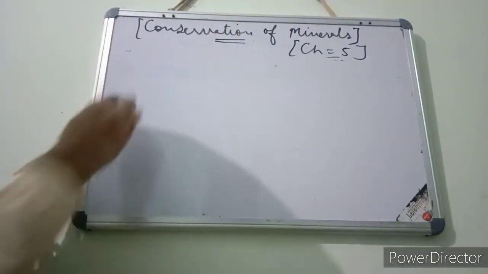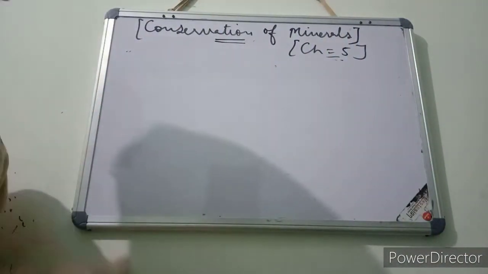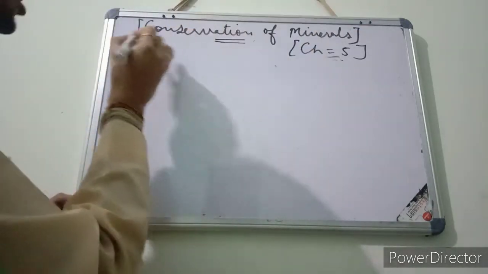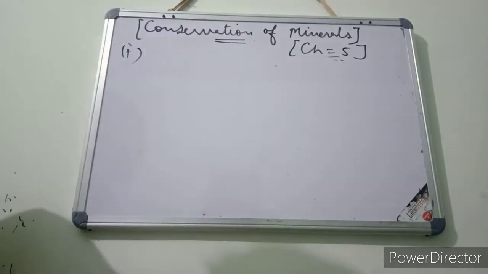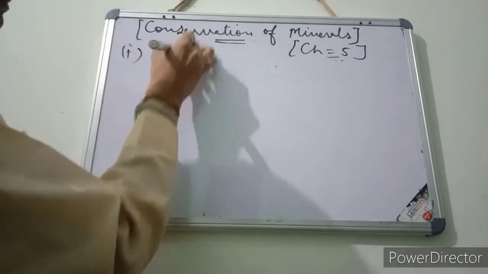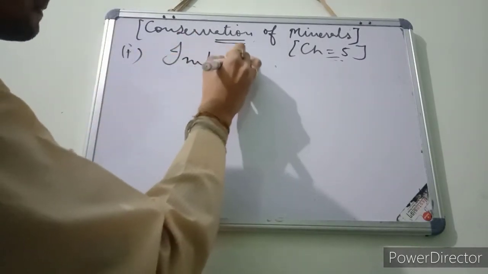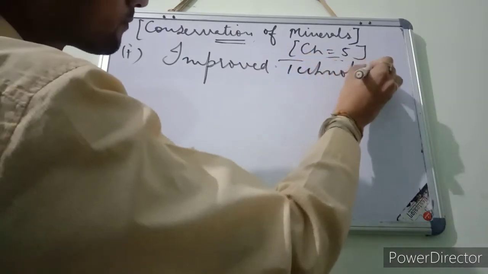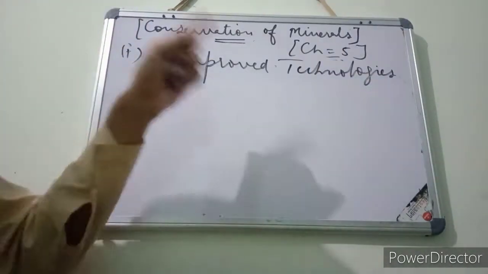चलो देखो बच्चों, प्लीज अंडरलाइन इन योर टेक्स्ट बुक्स पेज नंबर 58. अंडरलाइन इन योर बुक्स. फर्स्ट पॉइंट, हाउ कैन वी डू द कंजर्वेशन ऑफ मिनरल्स? Number one, by improved technologies. Please write down, yeah, and underline improved technologies. This is a very important point.